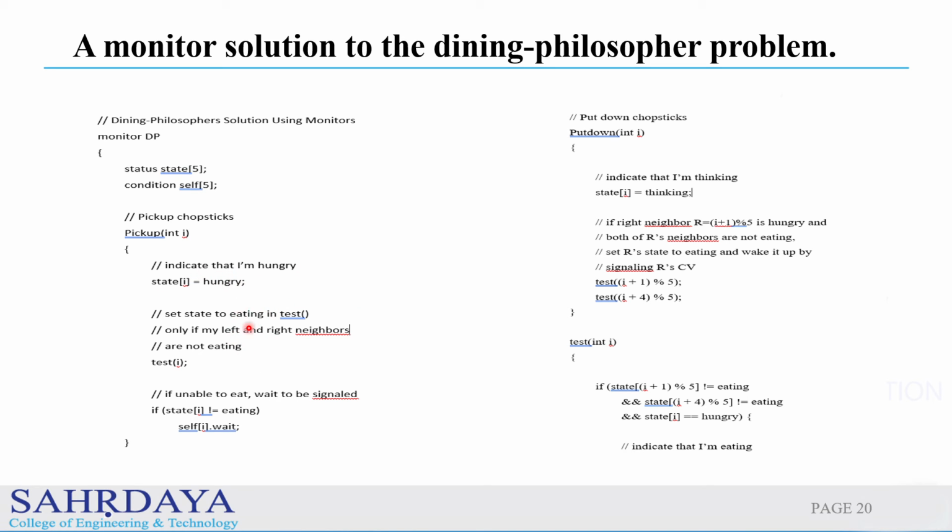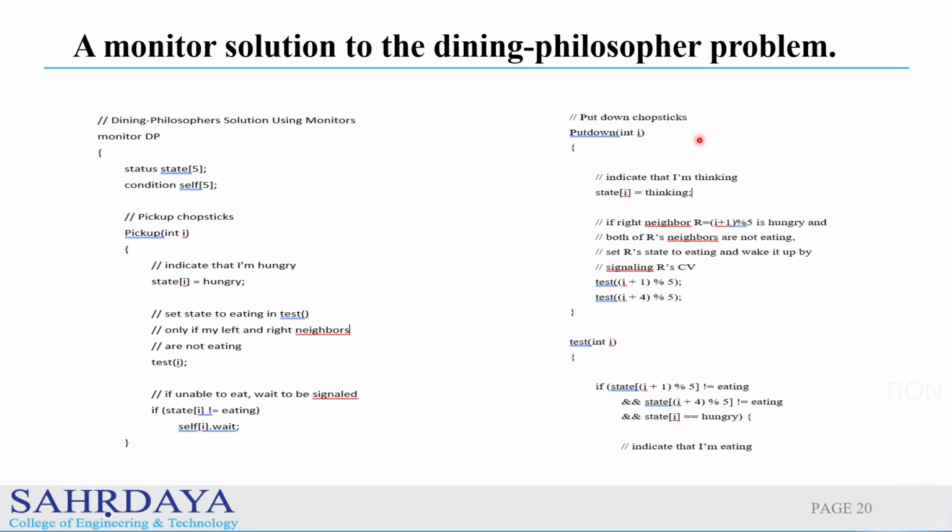These comments will help you to understand it much better. So if you go through the slides again with these comments, it will help you to understand. Then there is the test(i). If unable to eat, wait to be signaled. If state[i] is not equal to eating, then self[i] has to wait. That process has to wait.